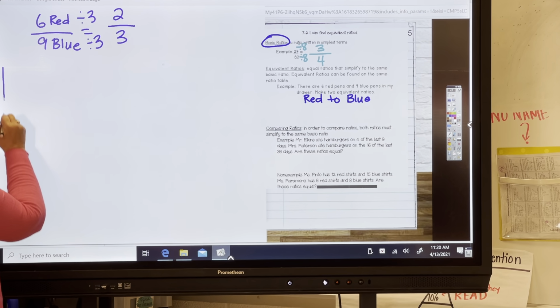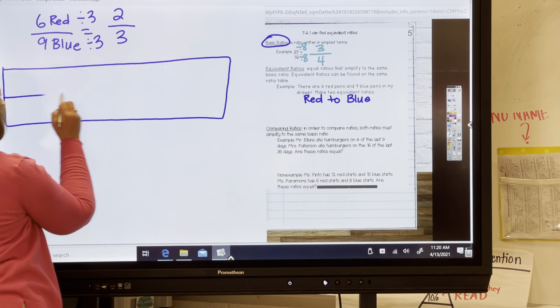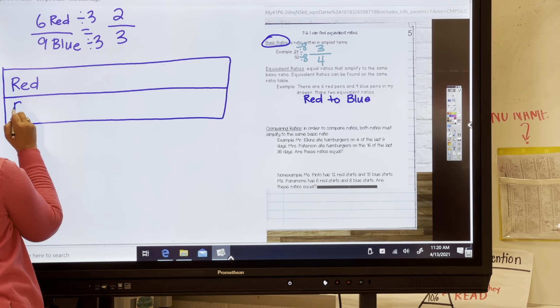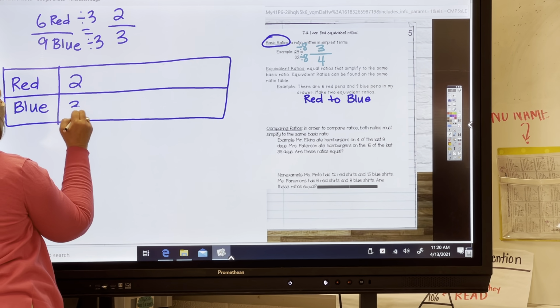Okay, now we are going to make a ratio table. That technology didn't come for you. What happened to the perfect straight lines? I don't have it today.